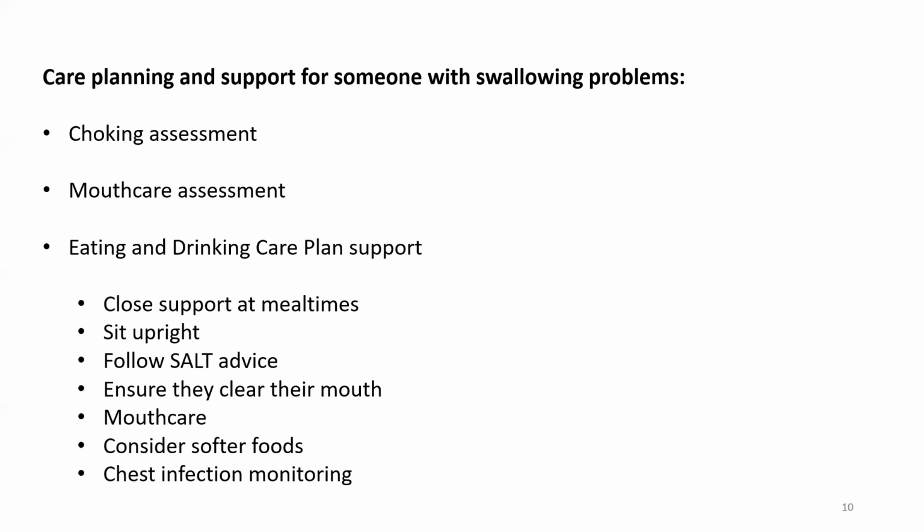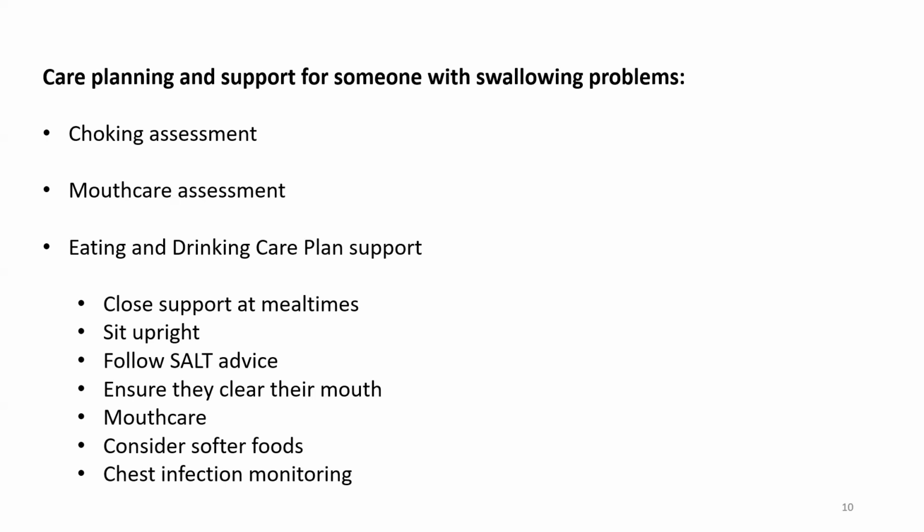You might consider softer foods for somebody. If they haven't seen a speech and language therapist yet, consider softer foods. It's best to wait for them to see what consistency they recommend. But it could be better to have mashed potato rather than a roast potato, for example, if you do feel that someone is having trouble swallowing their food.